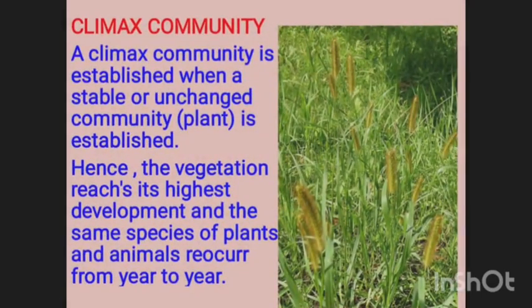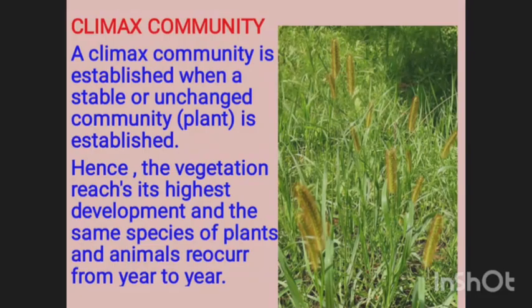Let's look at climax community. Now, climax community is established when a stable or unchanged community, in this case plants, is established. What does the word climax mean? It means when that particular piece of land has been covered by vegetation, a time will come whereby the plants that are there do not change again. The same plants that you see this year are the same plants you will see next year.